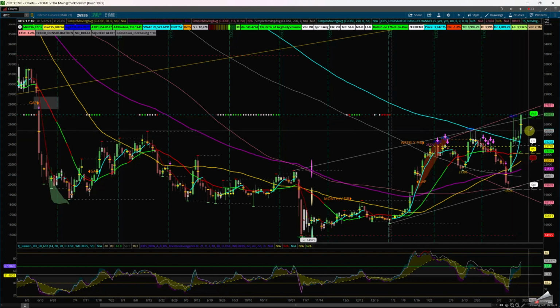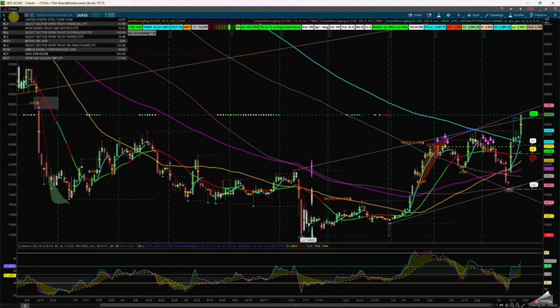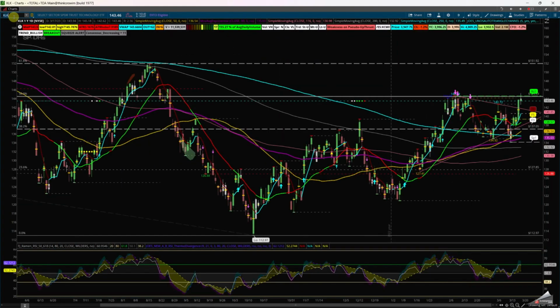Pay attention to the 25.3 to hold us in order to continue higher and fill this first gap here in BTC. Let's go right now. Take a look at XLK in the tech sector.